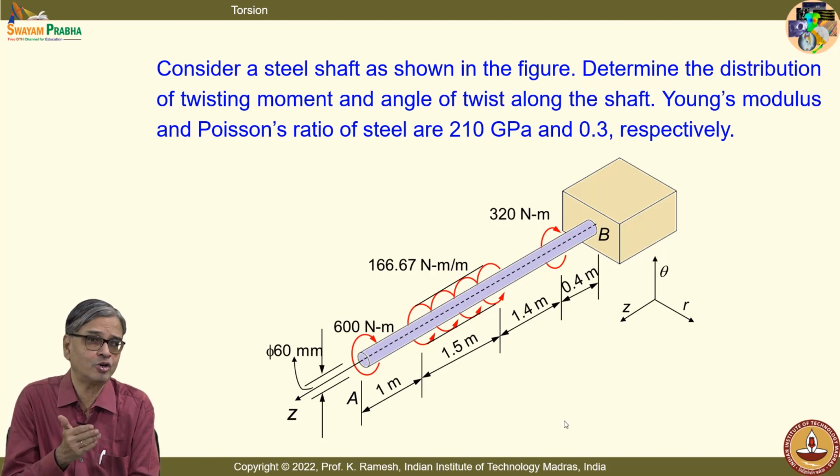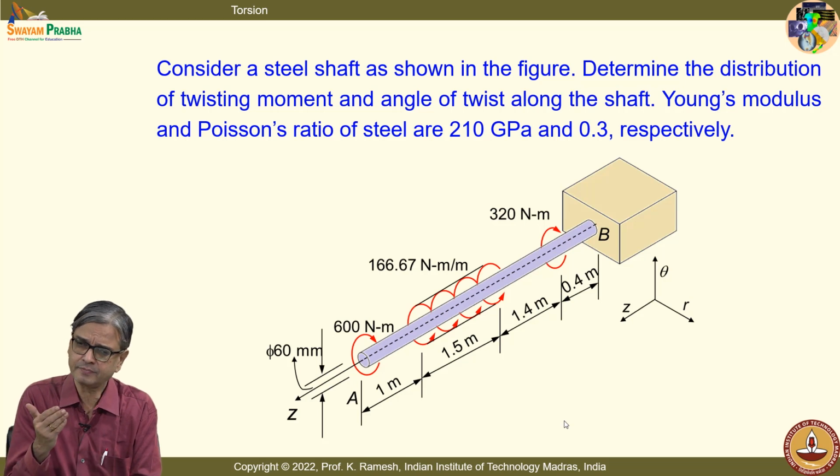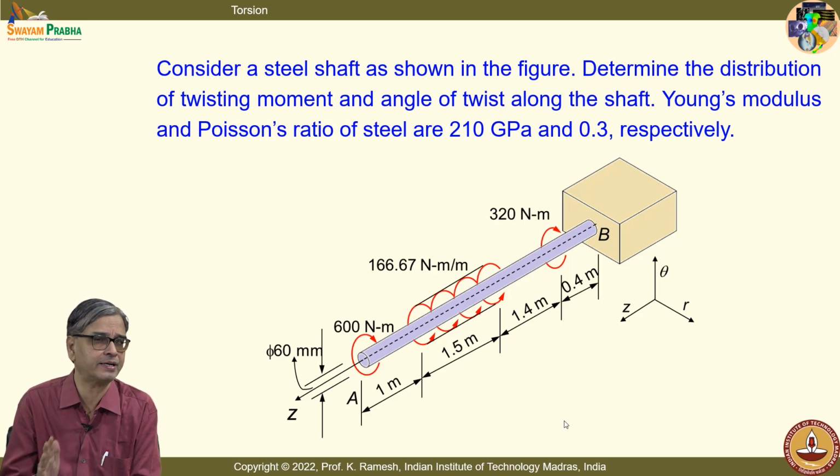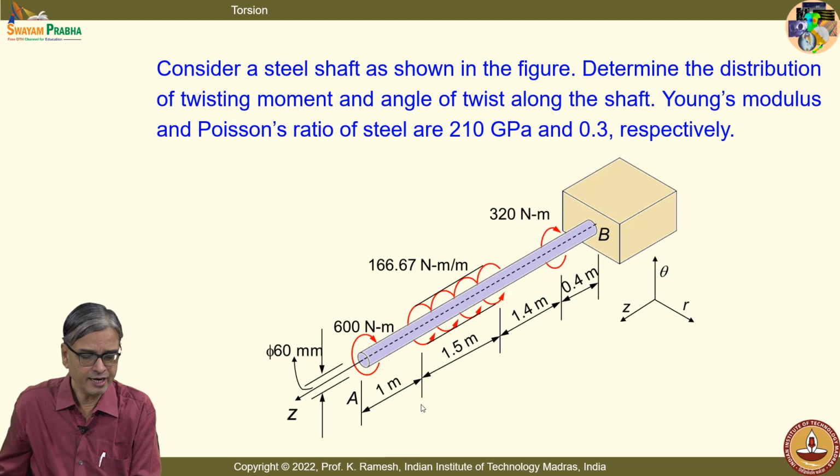Like when you want to draw the shear force diagram, you had a sign convention for the shear force and you also had a sign convention for the bending moment. Similarly, we should also have a sign convention for the twisting moment. You can see when I apply the torque in the clockwise direction, it is negative, anti-clockwise is positive, and this is a distributed torque over a length, and there is a torque applied here.